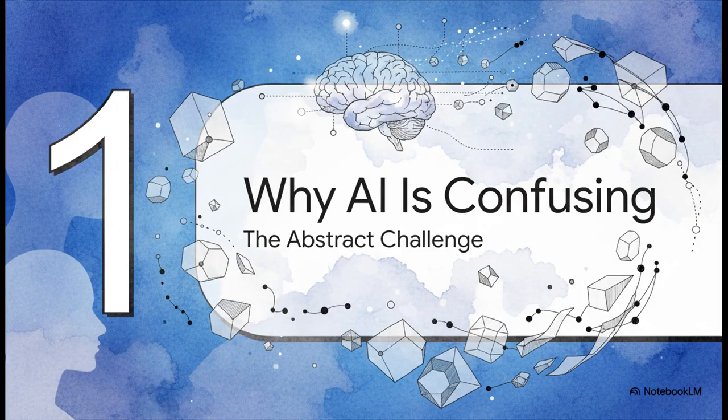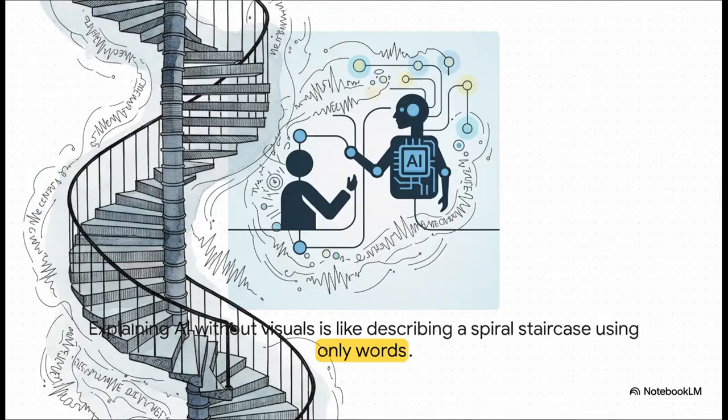Okay, let's break down the actual problem here. The reason AI can be so confusing is that a lot of the concepts are, well, abstract. They don't have a physical shape, you can't touch them, which makes it incredibly hard for our brains to grab onto them with just words.